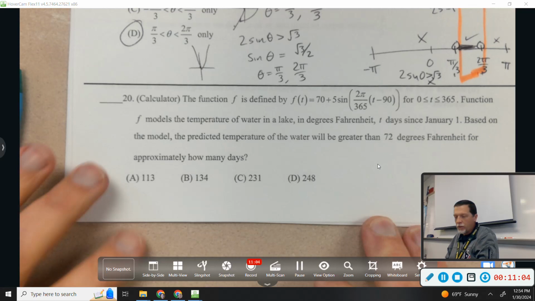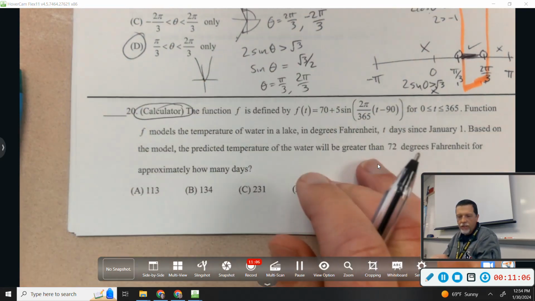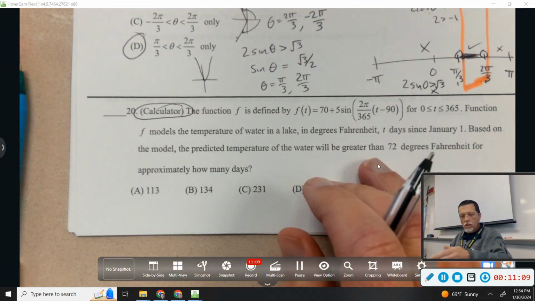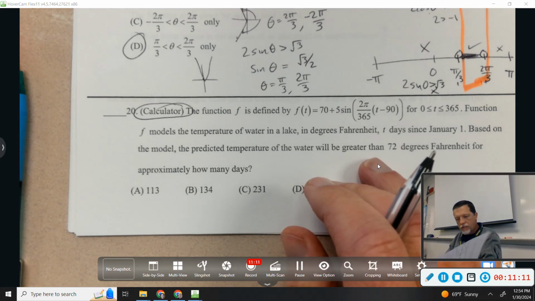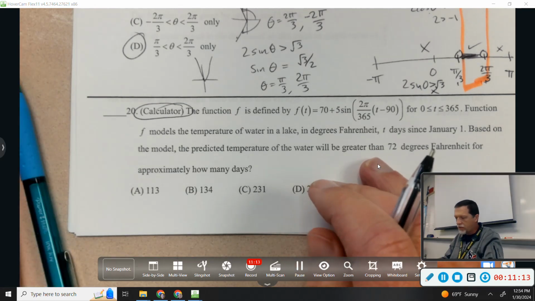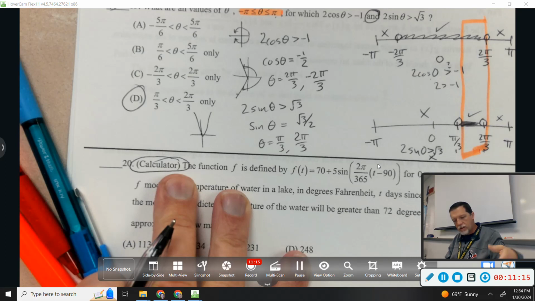Number 20 is with a calculator. Your test doesn't have a calculator, so you're welcome to try it. I'm trying to remember what the answer is. I know I did it.